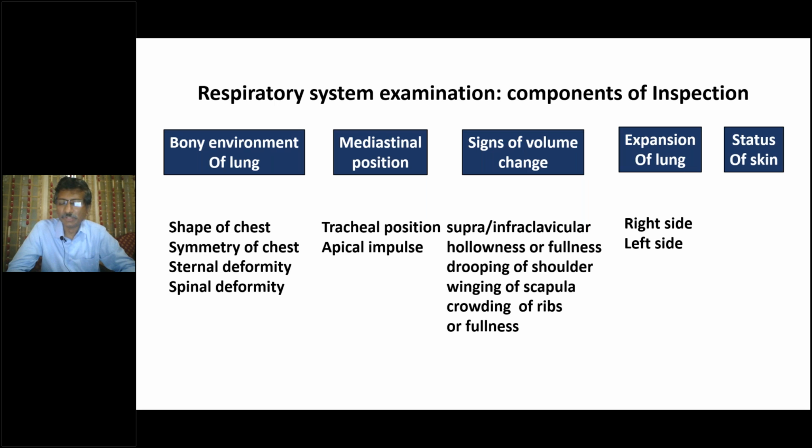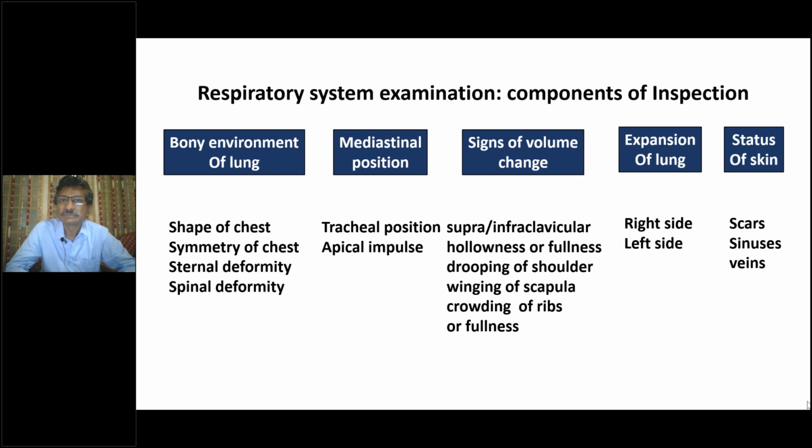Lung expansion will be affected on the right side, mainly the lower part. So anterior and the posterior expansion on the right side will be affected and skin will be normal. Okay, so the only finding you will have on inspection of right lower lobe consolidation will be decreased chest expansion. Okay, so only finding will be decreased chest expansion.